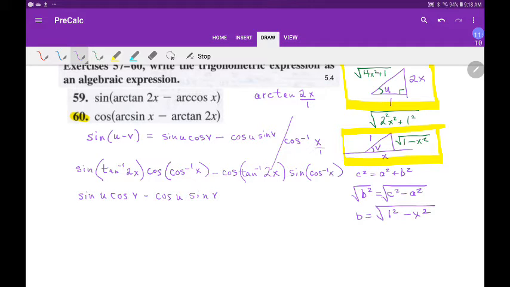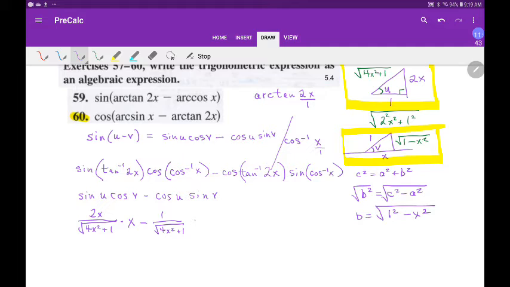So now that I know what U is, what is the sine of U? Well, let's see. The sine of U is 2x over the hypotenuse, which is the square root of 4x squared plus 1, times the cosine of V. What's the cosine of V? Well, that's x over 1, minus the cosine of U. What is the cosine of U? Well, that's 1, the adjacent over the hypotenuse, the square root of 4x squared plus 1.